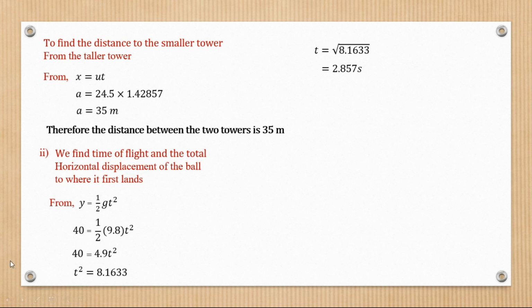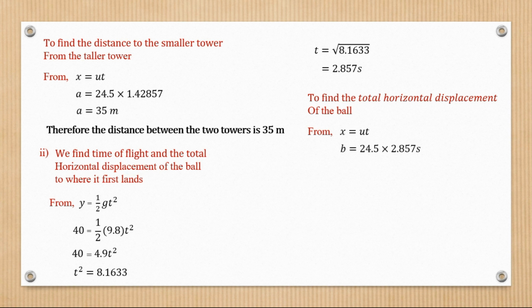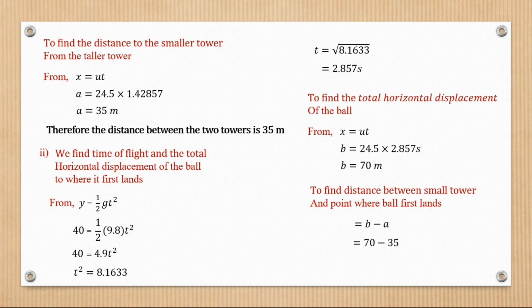Basically, the reason we can easily get that is because we've used the height of the taller wall until the ball lands. Alright, so next we need to find the total horizontal displacement of the ball to find the value of B. We're going to use the formula x is equal to ut. Because we now know the total time of flight, we're going to use 24.5 times 2.857. So B shall be equal to 70 meters. Now that we know that, to find the distance between the small tower and the point where the ball first lands, we're going to have B minus A, which is 70 minus 35, which is equal to 35 meters. And therefore, the distance between the small tower and the point where the ball first lands is 35 meters.